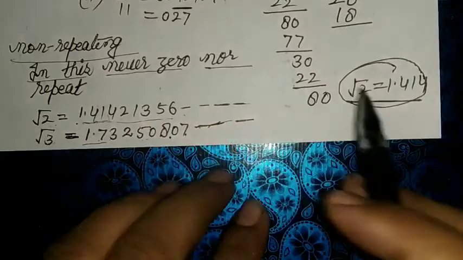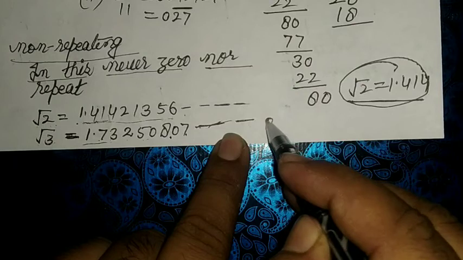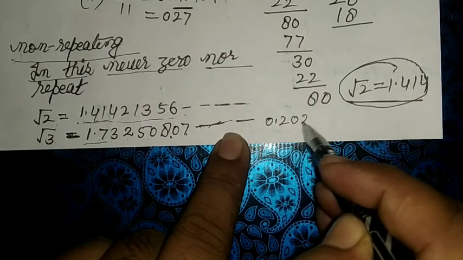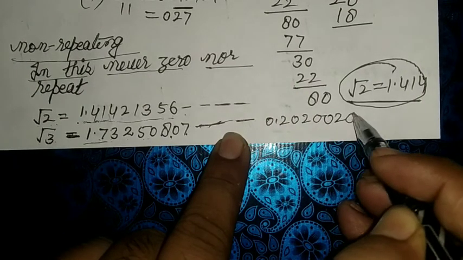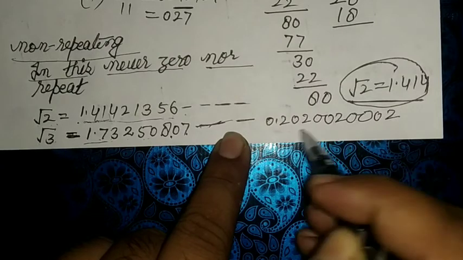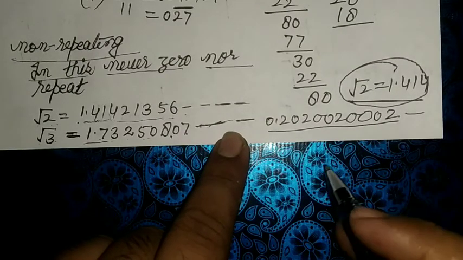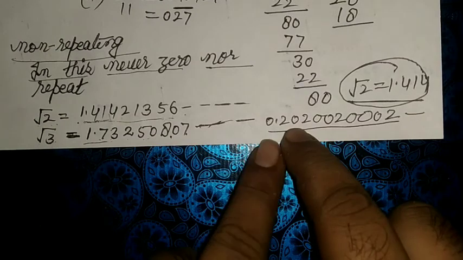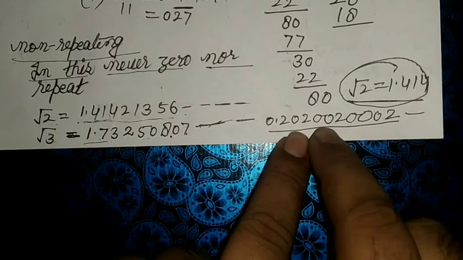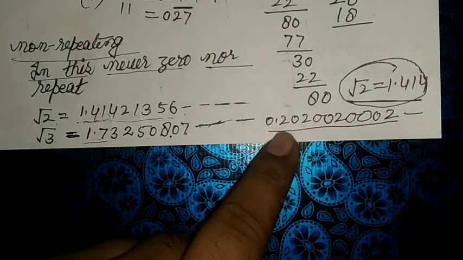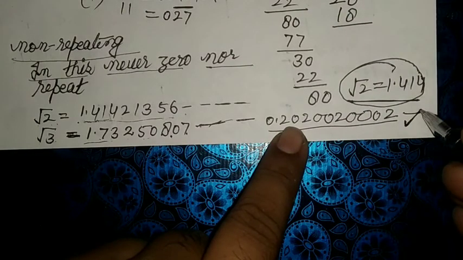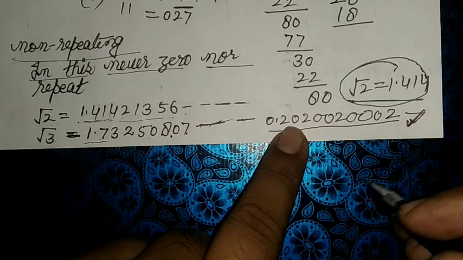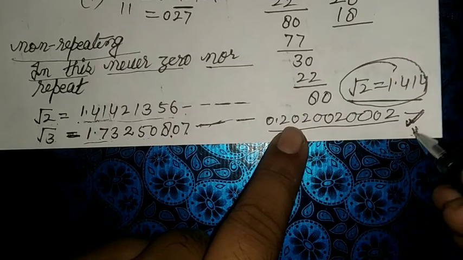We can take one more example, 0.202002000200002. It is non-terminating because the zeros increase again and again, and it never becomes terminating. Here one zero at one step, next step two zeros, third step three zeros. So it is a non-terminating, non-repeating decimal expansion, we can say.